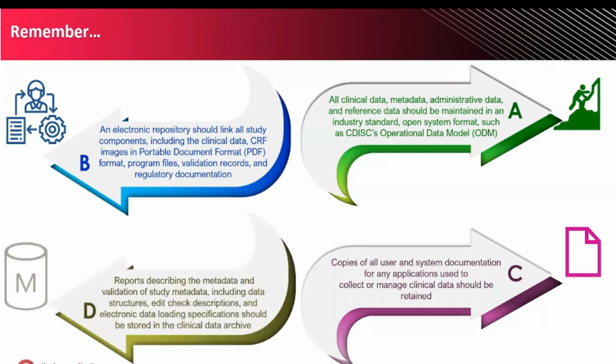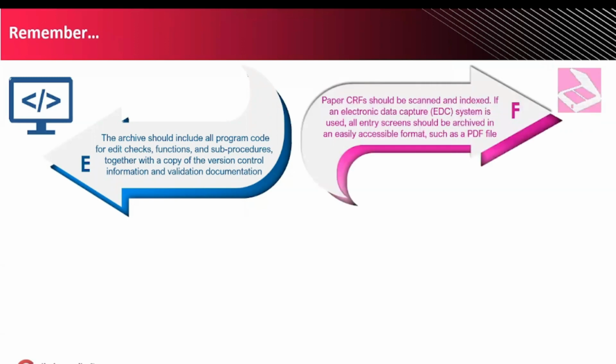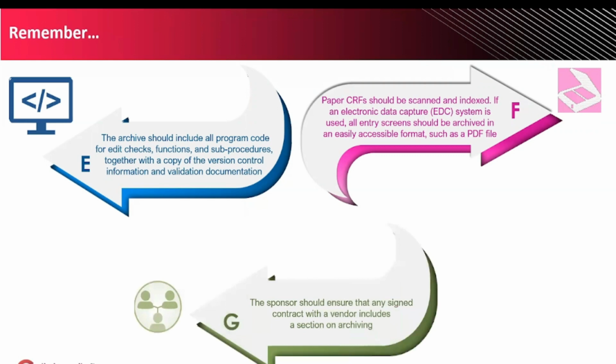Database specifications, validation, user acceptance testing, programming instructions should be archived. Program codes, versions used of those program codes, and validation of those program codes should be archived. Subject PDFs for EDC studies should be archived towards the study end. Likewise, for paper CRFs or the paper components of EDC trial, they should be scanned and indexed.